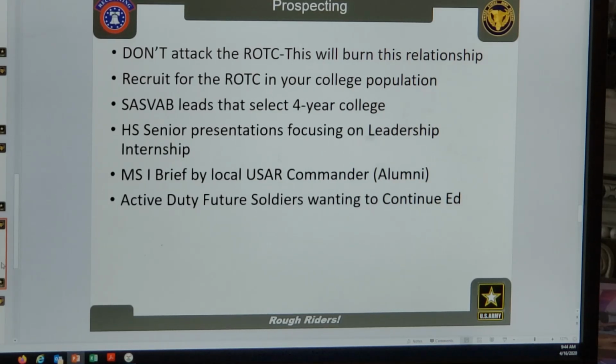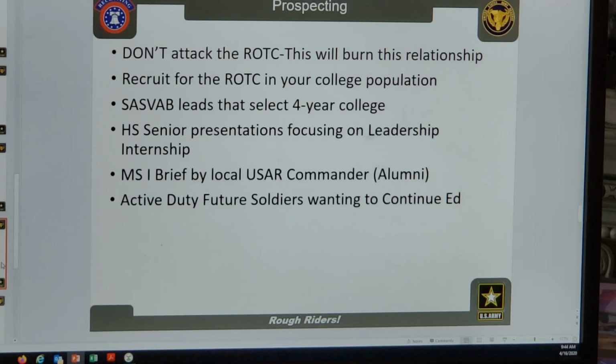Go through the APL too. See all those people, or just your regular high school list, all those people that selected for your college. Call them and say you're a representative from ROTC. Why not? Because you kind of are. You're going to try to put them in the ROTC program. It's just another way to attack it.